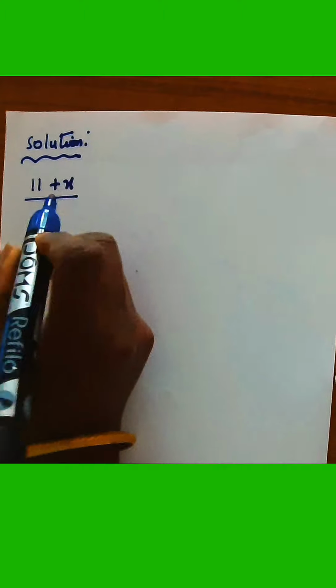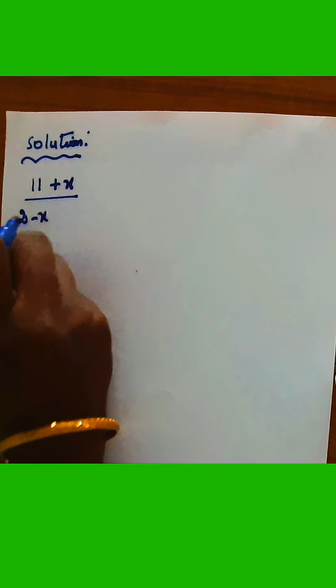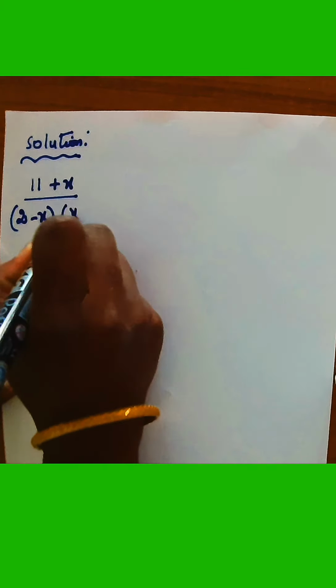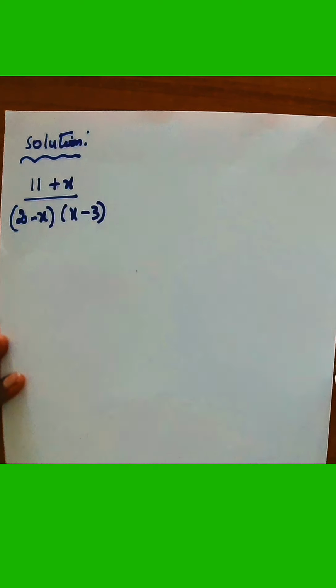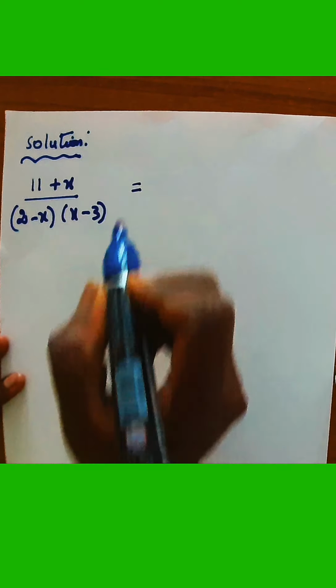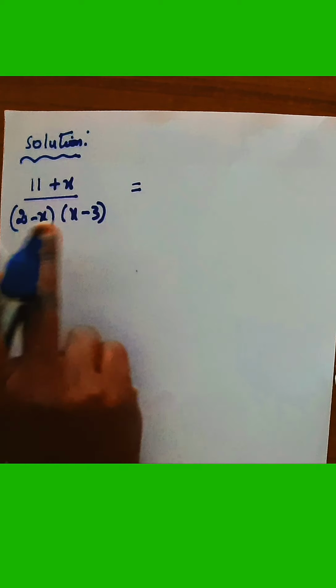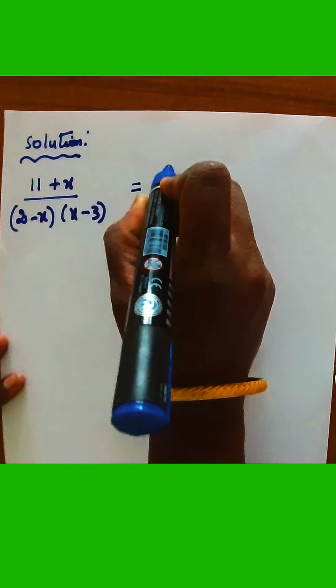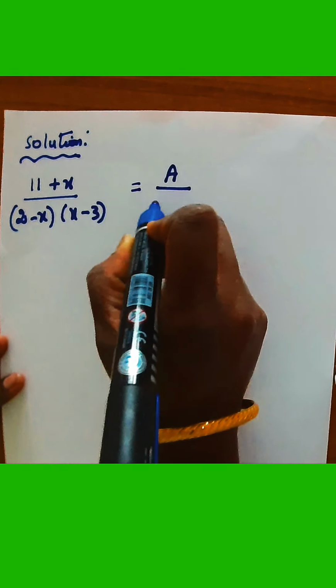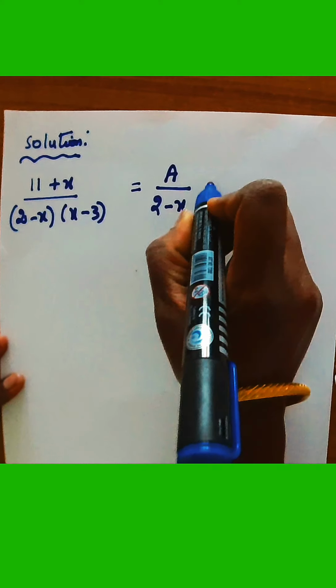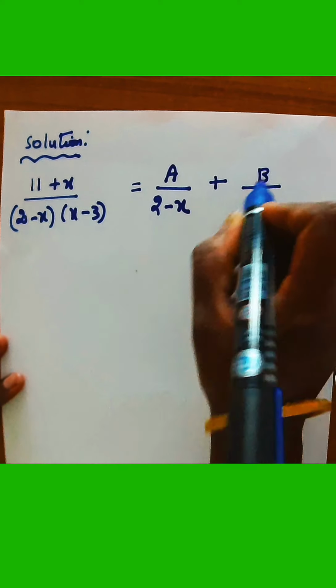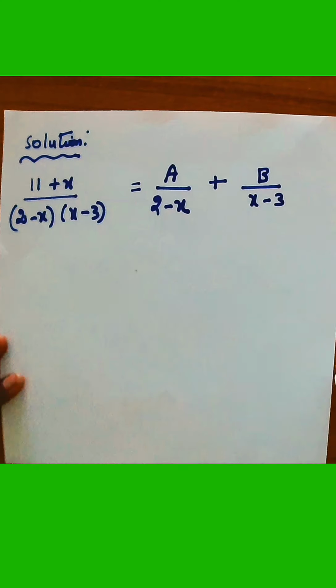What is the given fraction? 11 plus x divided by 2 minus x times x minus 3. In the denominator you have two factors, 2 minus x and x minus 3. I can write this as a divided by 2 minus x plus b divided by x minus 3. That is the first step.